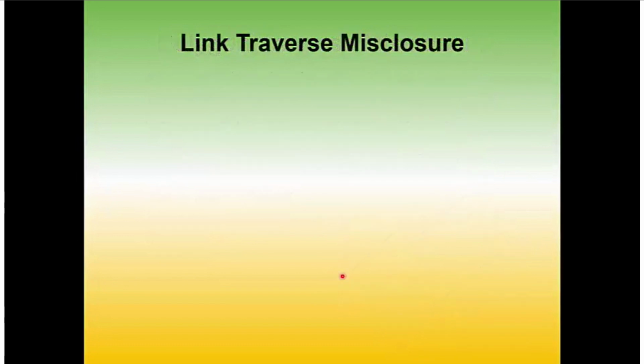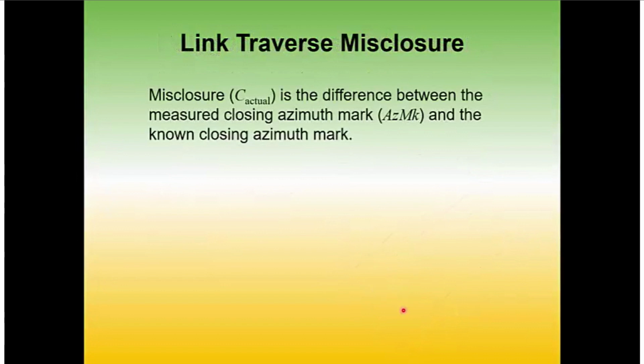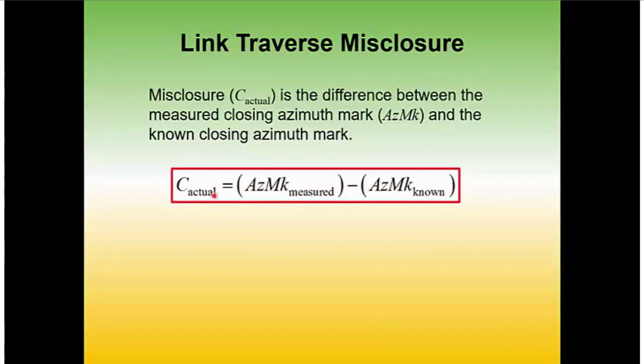Link traverse misclosure. Link traverse misclosure is the difference between the measured closing azimuth mark and the known closing azimuth mark. In equation form, the actual misclosure is azimuth mark measured minus azimuth mark known.